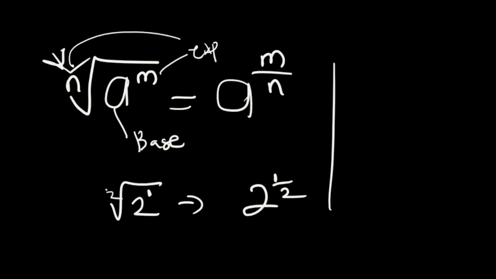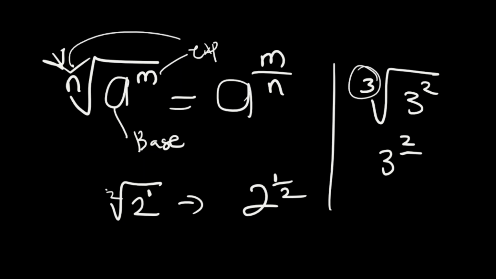Let's say, for example, you have the cube root now. Cube root of 3 to the power of 2. Right? So what you're going to do is, you're going to say 3 to the power of 2 divided by this 3, which is like this here. Then you write it in this format. So that's how you show the rational exponents of this problem here.